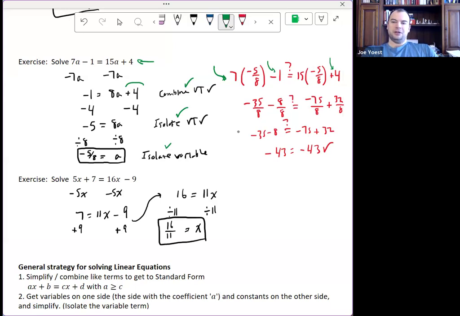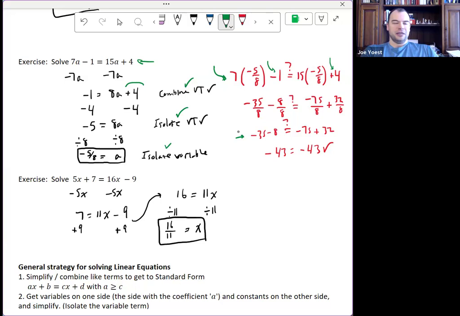Okay, so getting everything over 8, then we can just multiply everything through by 8, get rid of the denominator, the 8, and really we're asking, is it true that -35 minus 8 equals -75 plus 32? And that is true. -43 equals -43, so we've checked our answer.